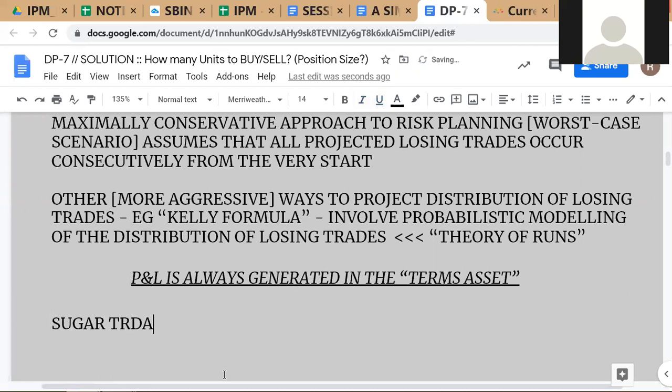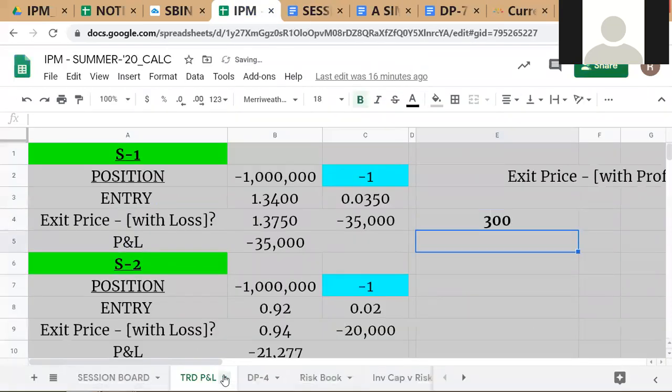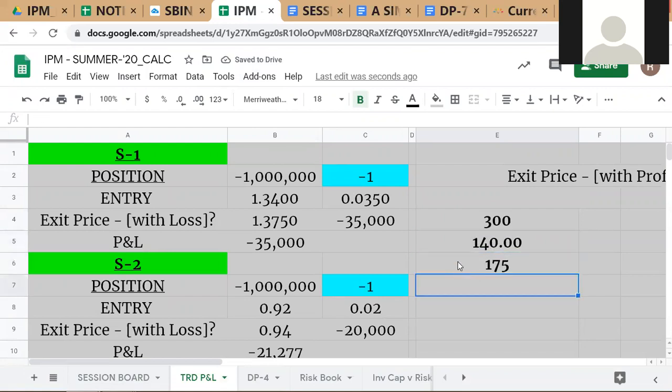Imagine that you're a sugar trader in India. The wholesale trade is in quintals. In a given day, you do a traded volume of, let's say, 300 quintals. You buy the 300 quintals, and your average buying price is, say, 140 rupees. This is actually in percentages, we'll change it. And then your average selling price is 175 rupees.